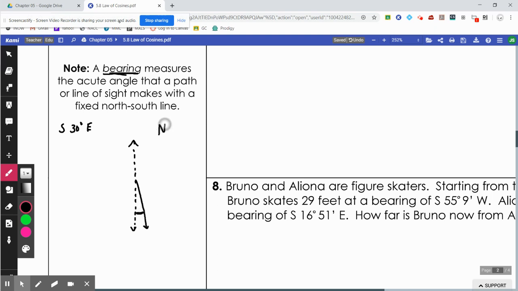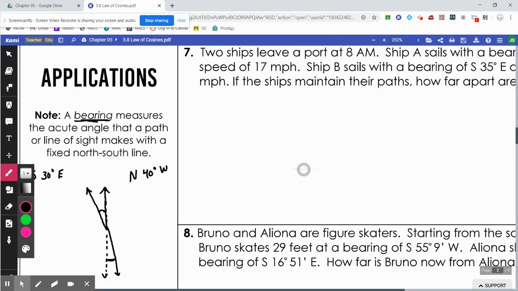Or if it was north 40 degrees west, north would be this direction. Well, that's going to be 40 degrees to the west of north. So this would be 40 degrees here. So that's what that means.